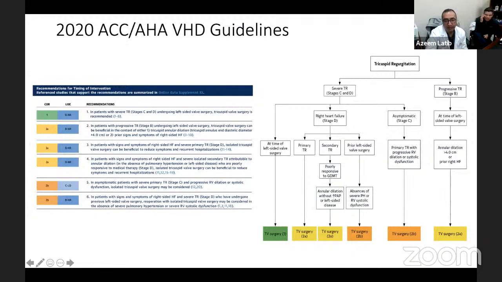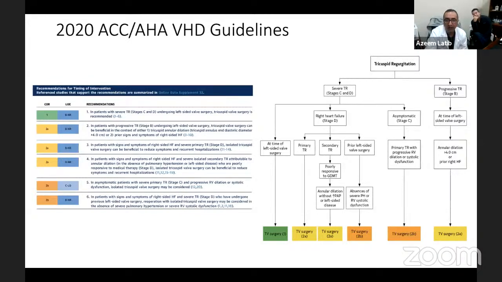So the interesting thing, I'll make it easy, is in the ACC guidelines, there's absolutely no mention of any transcatheter therapies for tricuspid repair or replacement done by the transcatheter route. Okay, and that's because there are 3 pivotal studies underway in the United States to look at whether these therapies are better than medical therapy. So if you look at TR, the current guidelines divided into severe TR, progressive TR, okay?